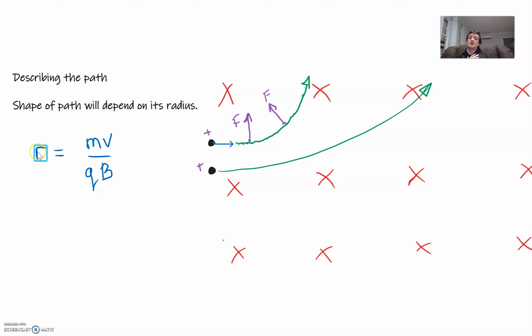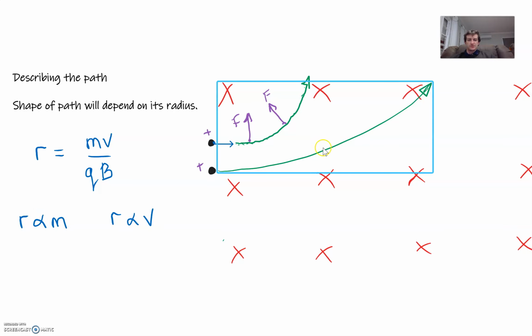This equation here, the radius of a charged particle in a magnetic field, is given by mv divided by qB. There are some proportionalities that arise here that can help us describe what's happening to give us two different paths. If we look at the numerator of the equation, radius is proportional to the mass, which means that this particle here with the larger radius might have a larger mass, because they are proportional to each other. If we increase the mass, we can increase the radius of the path. So this might be what's occurring here.